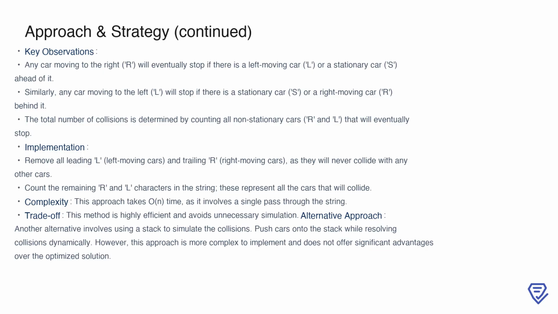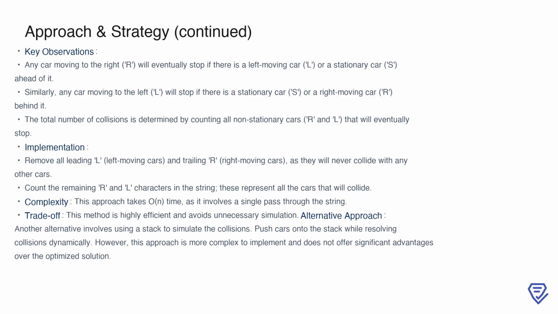With these insights, the implementation becomes straightforward. We can remove any leading left-moving cars and trailing right-moving cars since they will never collide with other cars. After this, the remaining R and L characters in the string represent all the cars that will eventually collide. This approach is highly efficient, requiring only a single pass through the string, resulting in a time complexity of O(n).